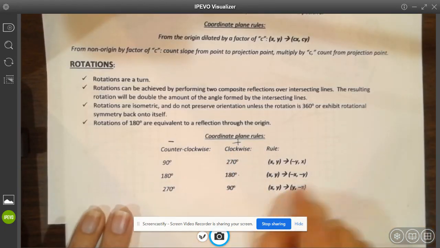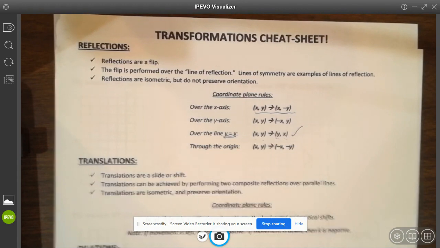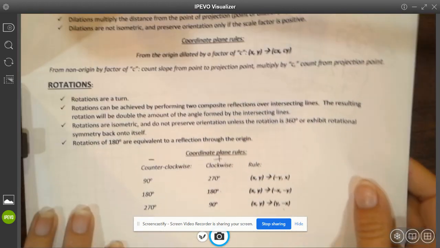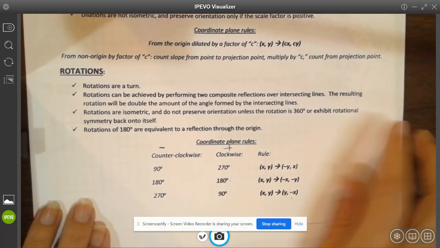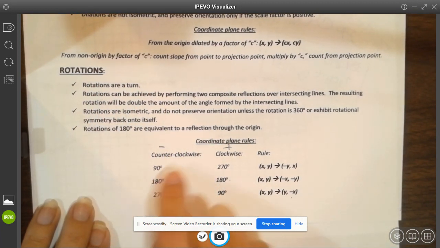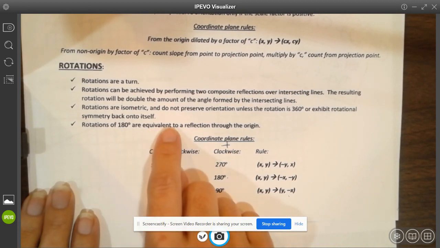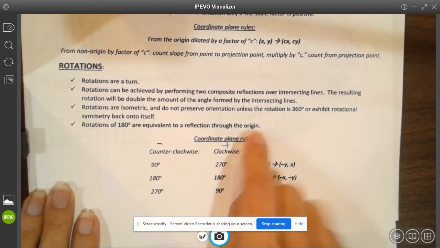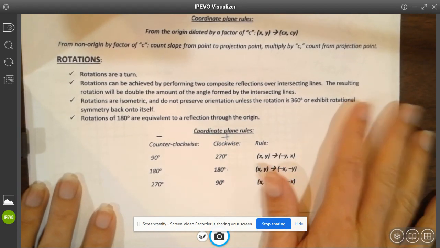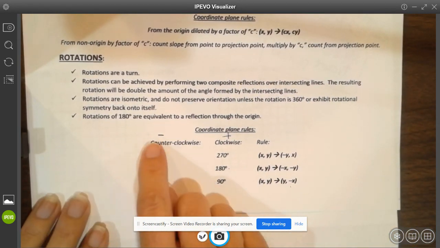Rotation, these are the rules that we're going to be using. So just a little overview. This is your sheet that's in your Google Classroom. And on the bottom, you will see the rules of the rotation. So rotations are turns. And notice that it says rotations of 180 are equivalent to a reflection through the origin. So that's a pretty interesting note. You're going to see it right now with some examples that I'm going to do.